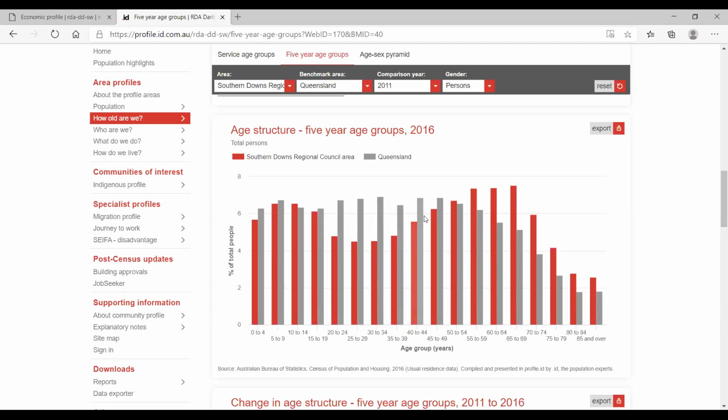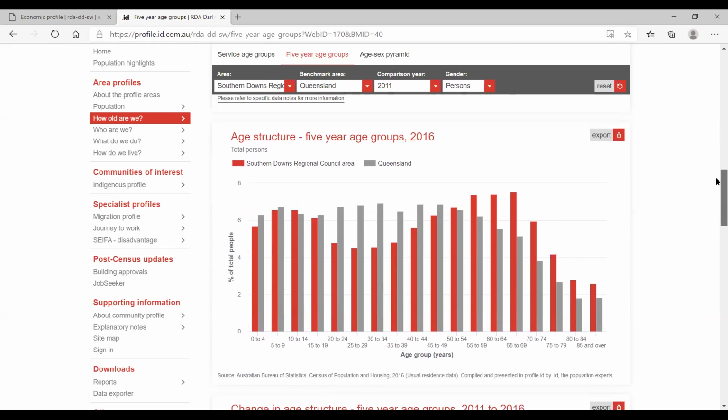And here's our workers. This is our working population. So really thinking about how do we create jobs in that area that help us to build this part of the community, which helps us build our young in the community. So that's our dominant age structure in the Southern Downs area.